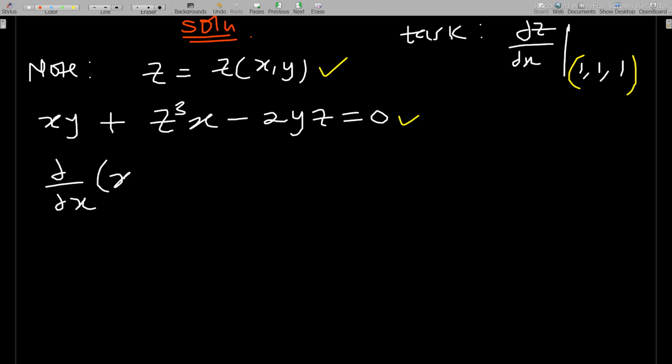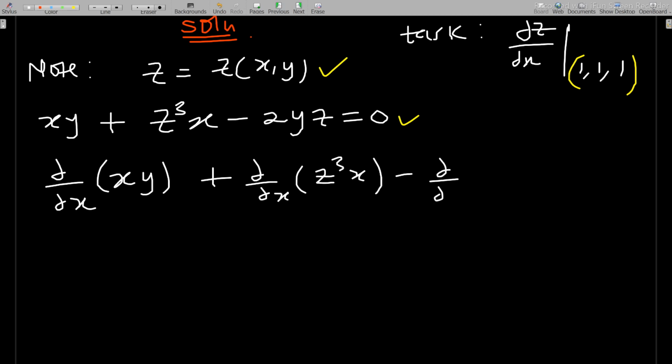Okay, xy, then plus z cube, sorry, del x should come, del x of z cube x, then minus del x of 2yz, should be equal to 0. Now if I differentiate 0, I'll get 0. That's why I didn't write anything there.